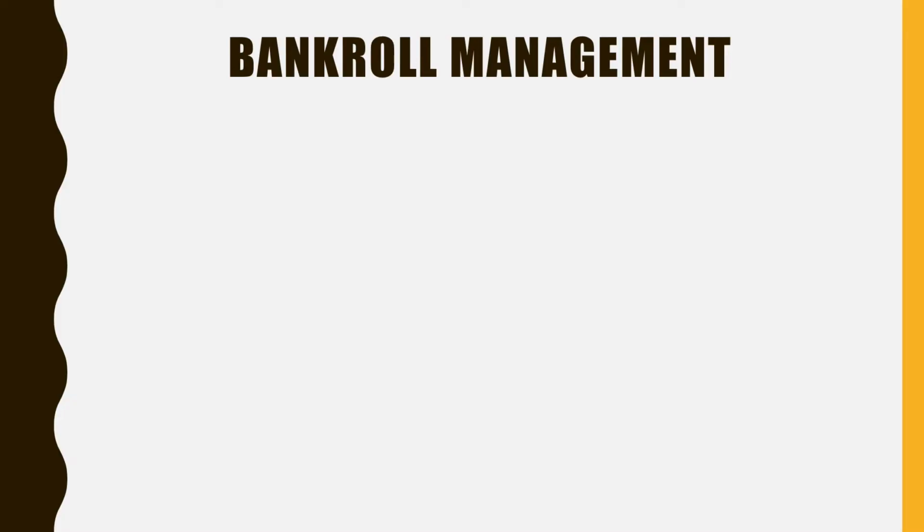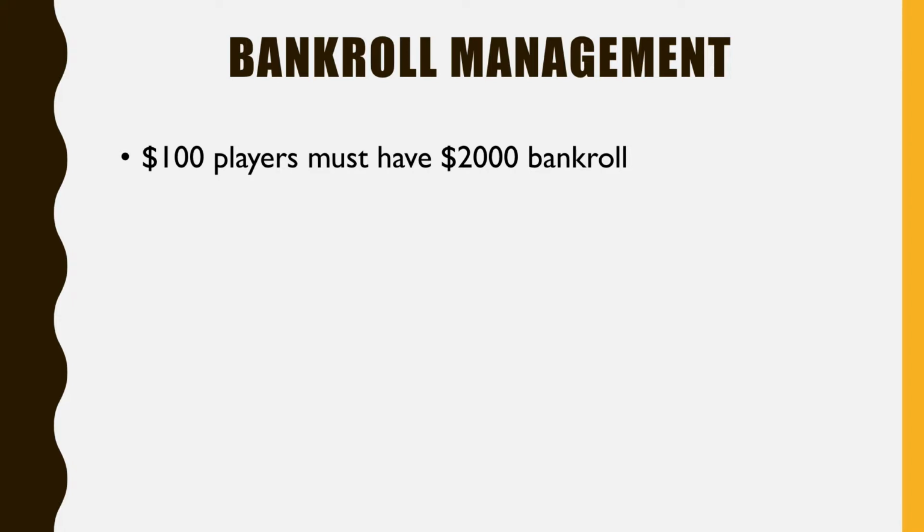Okay, before we get into actual strategies, let's talk about bankroll management. First off, if you're a $100 player, you must have a $2,000 bankroll. And what I mean by bankroll is money you have set aside specifically for sports betting, sports wagering, etc. So how do you come up with that figure? It's basically 5% of the $2,000. So in order to be wagering $100, you have to have at least $2,000. $2,000 times 5% is $100.